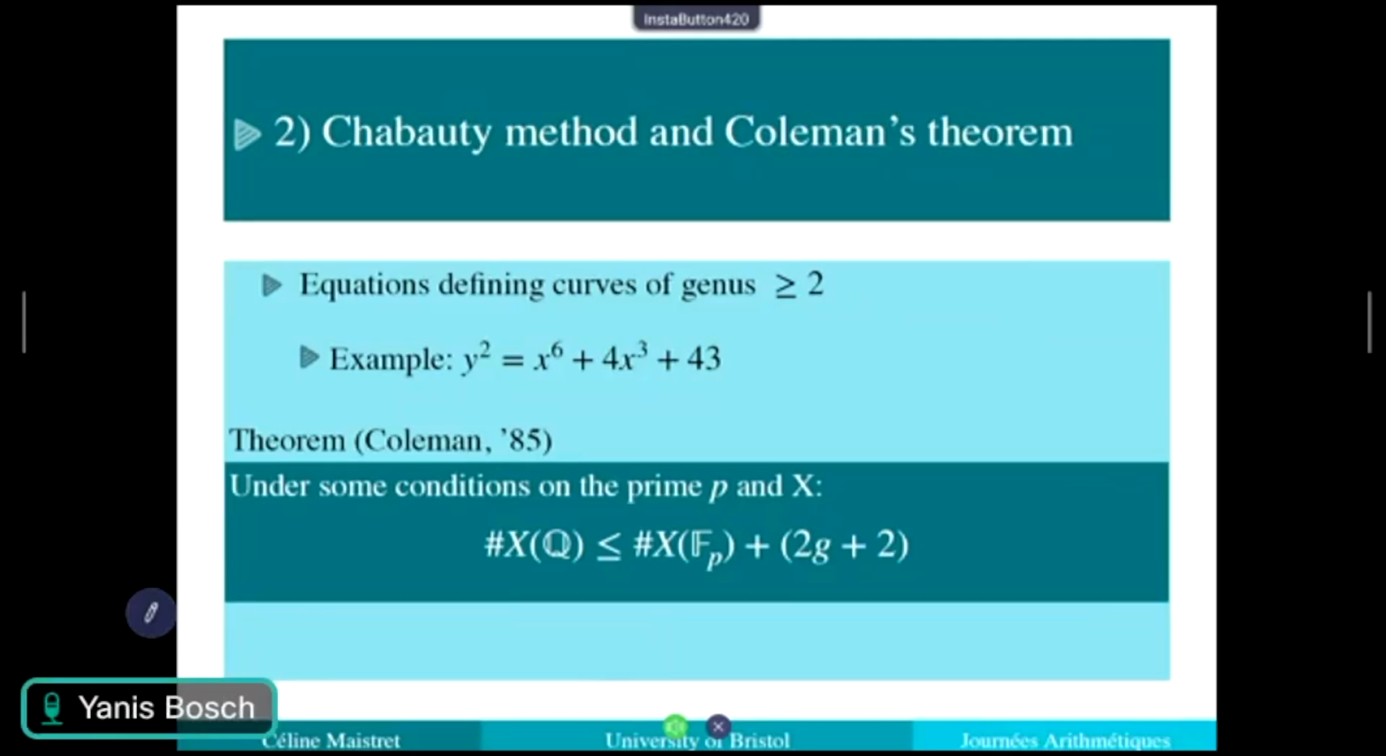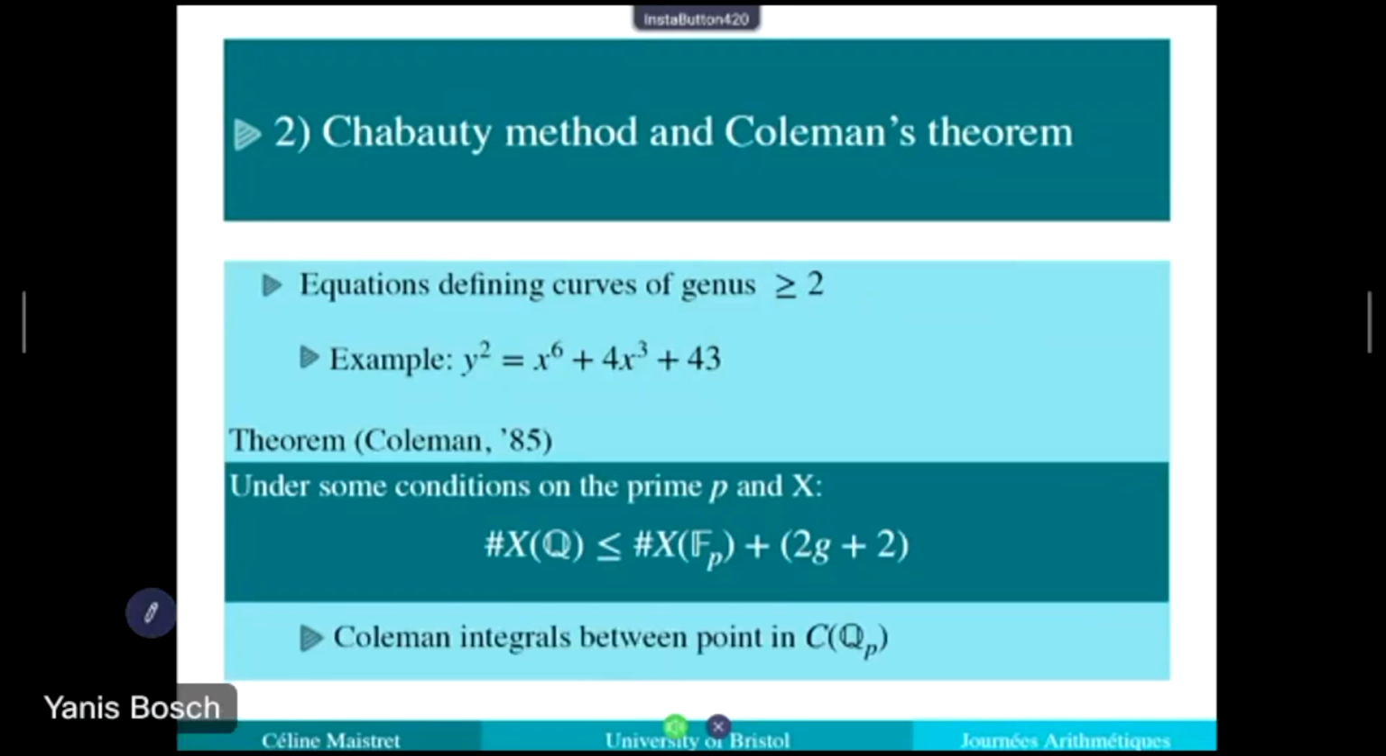but if you want to explicitly produce those rational points, this is the method of Chabauty, which allows you to use what's called Coleman integrals between Q_p points of your curve. And there is a vast body of work. Again, I will remain very vague here, but the point is you can integrate between two Q_p points and determine whether this Q_p point is a rational point or not. So again, this is a very strong occurrence of your knowledge of Q_p points leading to the knowledge of Q points on your curve.